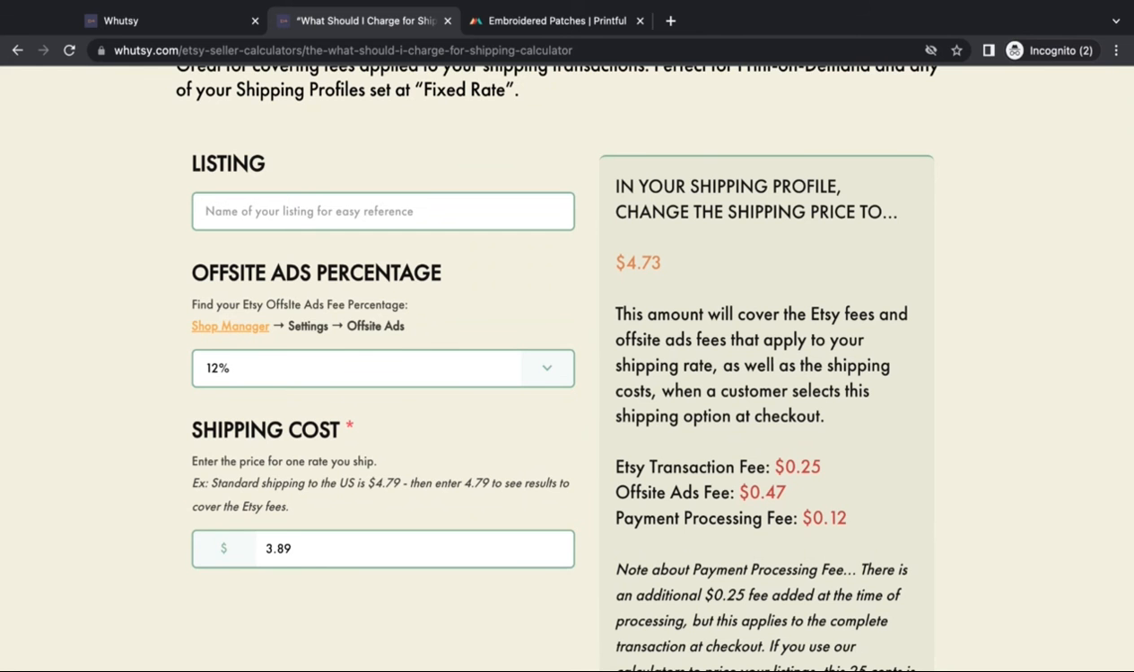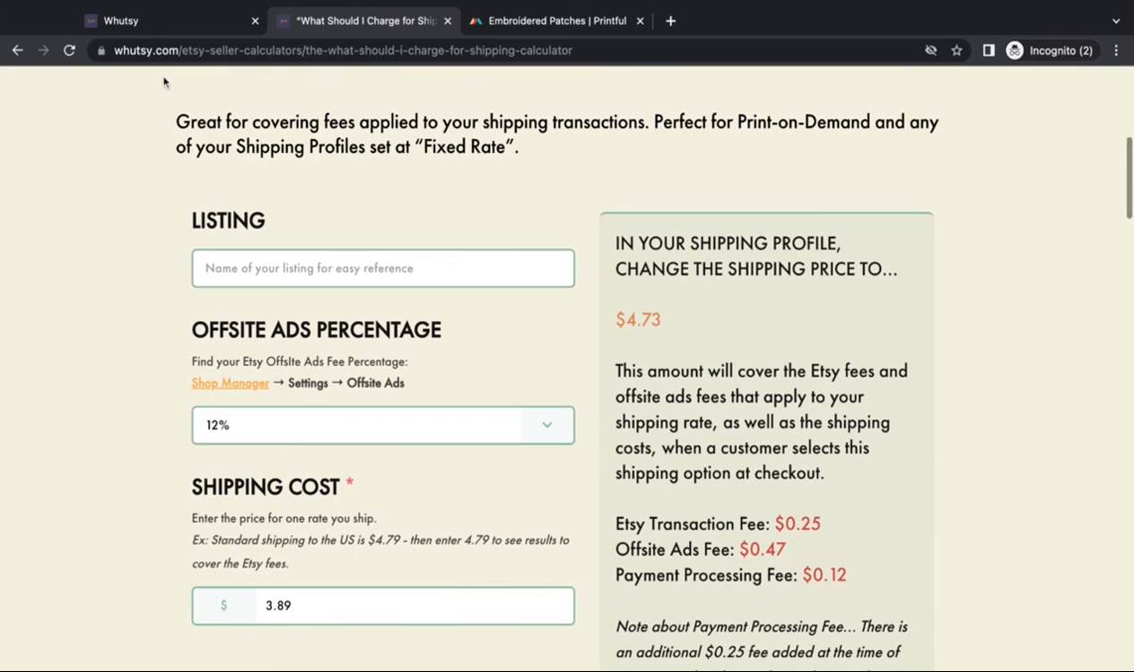This calculator, if you're doing free shipping at checkout, you don't need to use this calculator. This is only if you are not using free shipping for your Etsy shop and the customer is paying for shipping and you're setting your shipping profiles at a fixed rate.